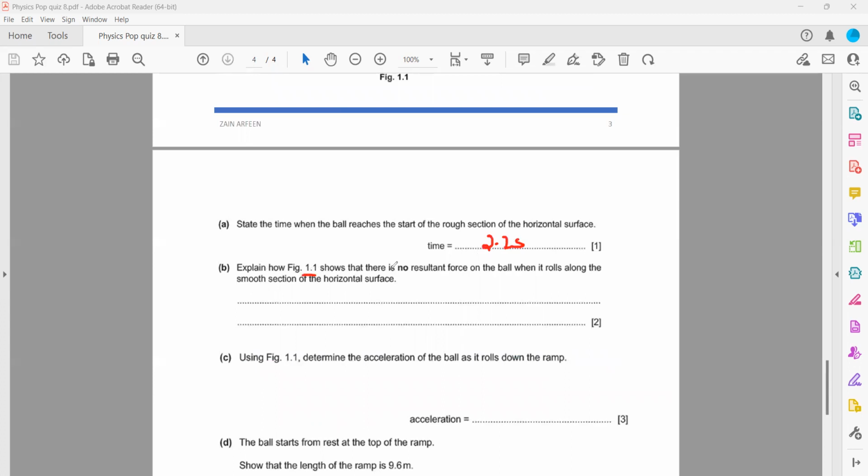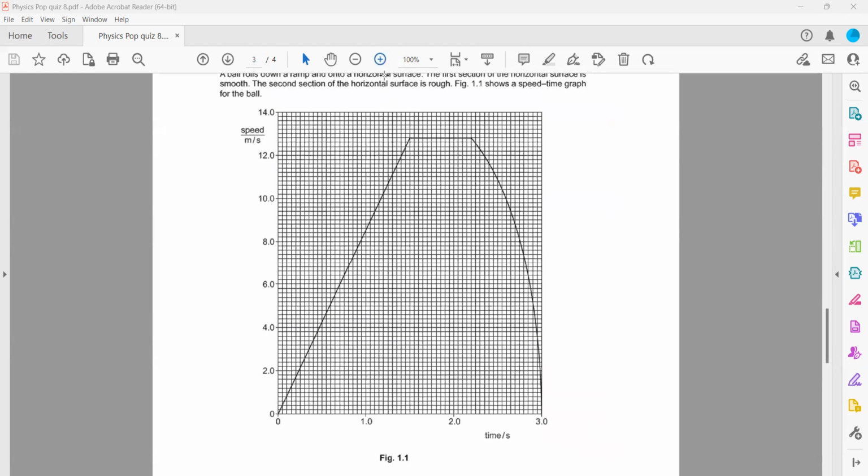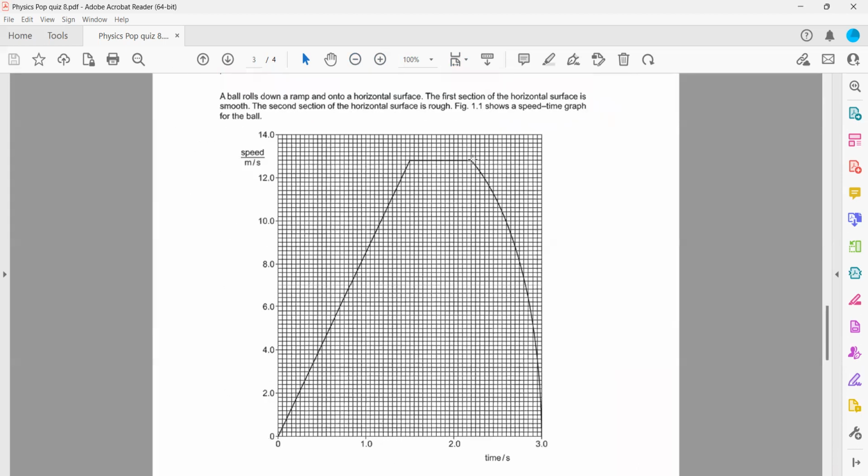Explain how figure 1.1 shows that there is no resultant force on the ball when it rolls along a smooth section. Look, when there is no resultant force, there is no change in speed, or there is no acceleration, or speed is constant. So when you check this part, the speed is changing. This part the speed is changing. So there is a resultant force because the speed is changing. This part also the speed is changing. So it means there is a resultant force.